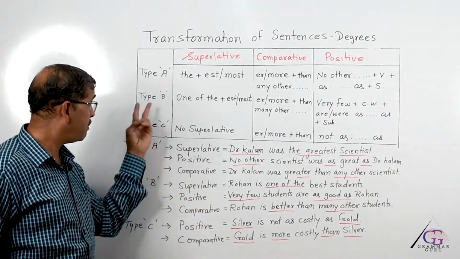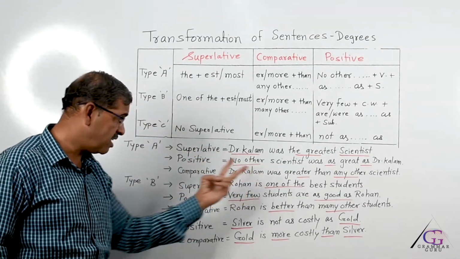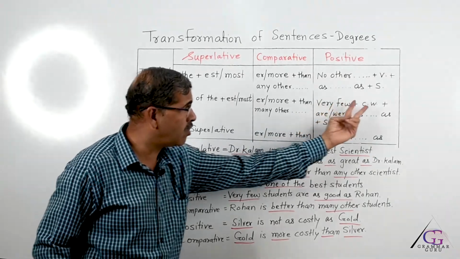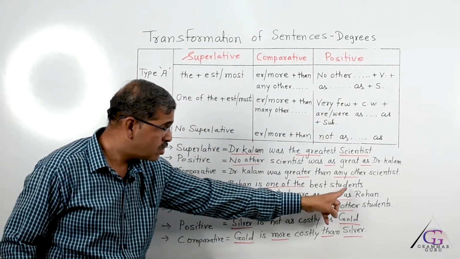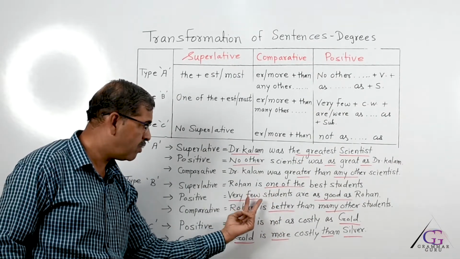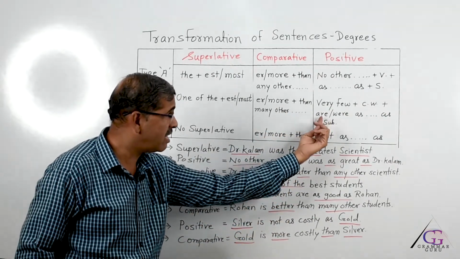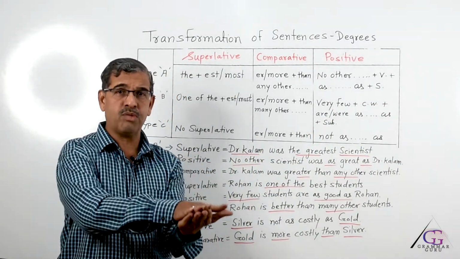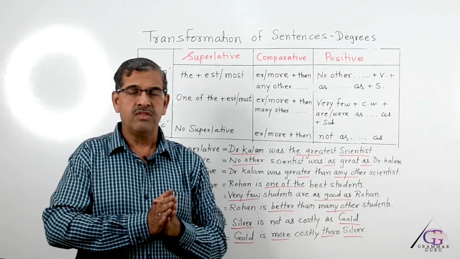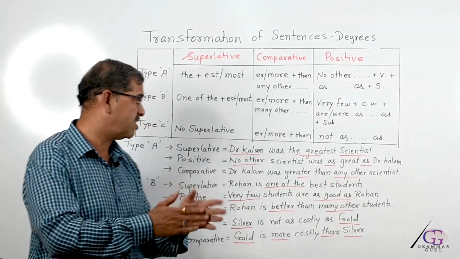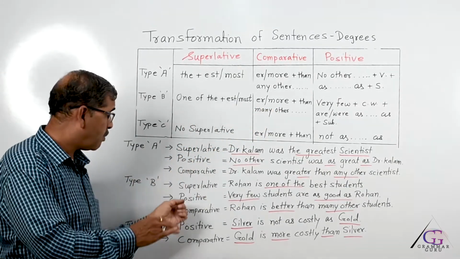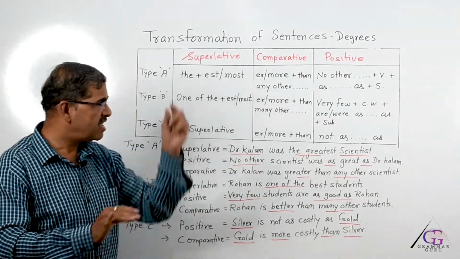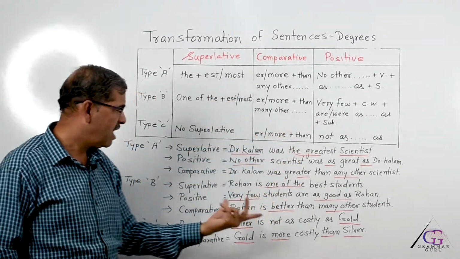Positive degree for a type B sentence having "one of the" in it should start with "very few", as written here in the formula, "very few" followed by the class word. So, we have written "very few", students is the class word which we have replaced it. So, "very few students", then I have written "are/were" because there are only two possibilities in this type. The sentence can be in present tense or in the past tense. If the sentence is in present tense, the positive degree must have "are". If it is in the past tense, positive degree should have "were". Just learn the table by heart and it will be very easy.